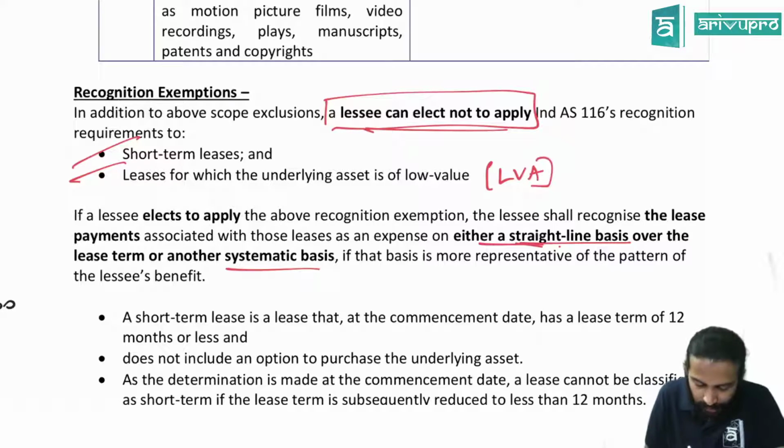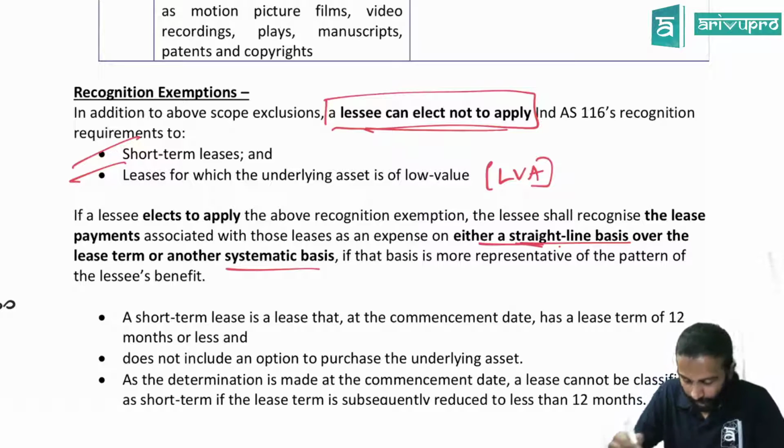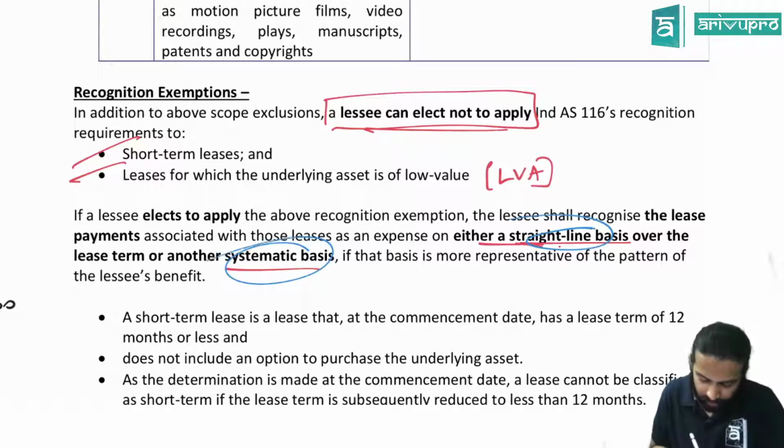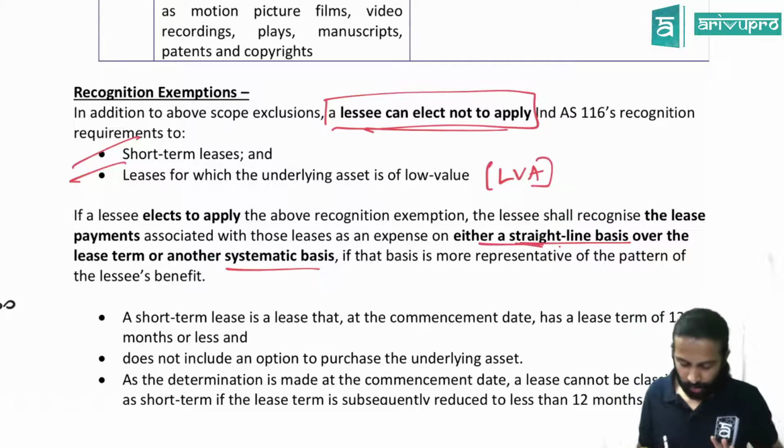Theory allows you straight line or any other systematic basis. That is on a case to case basis, which is difficult to test in examination. Hence, we'll adopt the straight line basis only. Fine now? But actually, straight line basis or any other systematic basis is allowed. Correct? So now it makes sense.